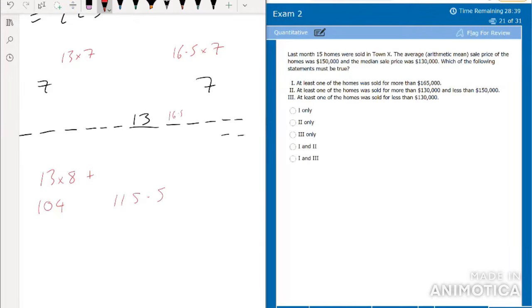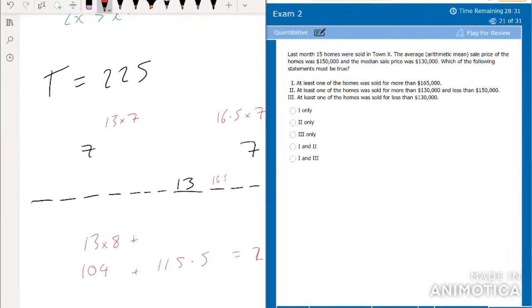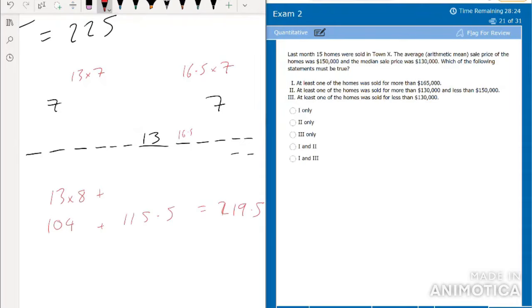And so add them together, and that's equal to 219.5, and we haven't quite made the total yet, which means that it must actually be true. We haven't managed it. At least one of the homes was sold for more than 130 and less than 150.